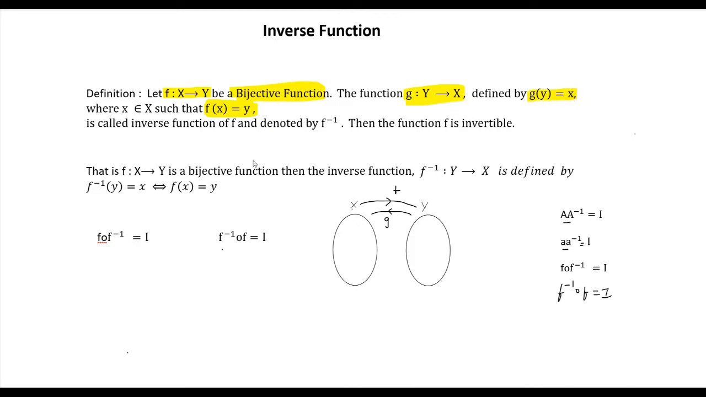Then this function is called the inverse of the function f. So we can call this an invertible function. That is, if this is a bijective function, the inverse of the function can be defined from y to x. How is this defined? If f of x is equal to y, then f inverse of y is equal to x. That is, if function f is defined from x to y, function g or its inverse is defined from y to x. How do we check it is invertible?